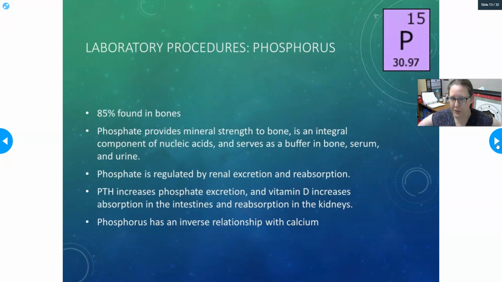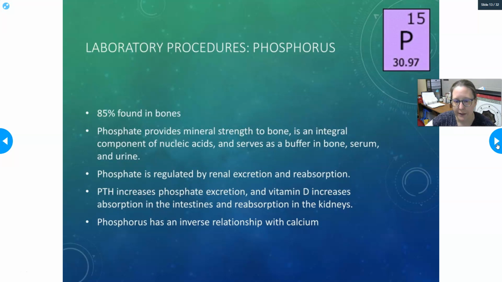The next lab procedure is phosphorus. So 85% of phosphorus is found in the bones. And in the bones, it provides mineral strength as it combines with calcium. It is also an integral component of nucleic acids, so your DNA and RNA. It serves as a buffer in bones, serum, and urine, so again, part of the acid-base buffer system.